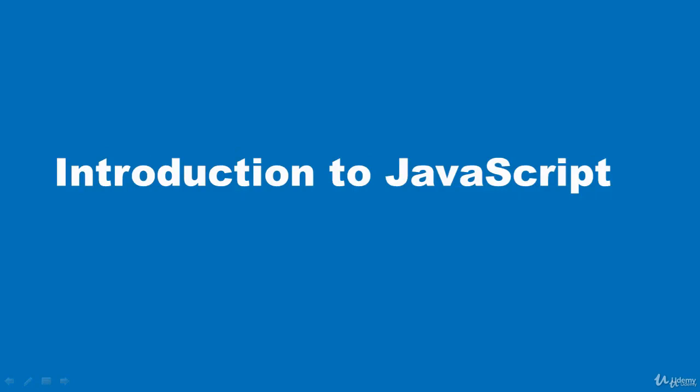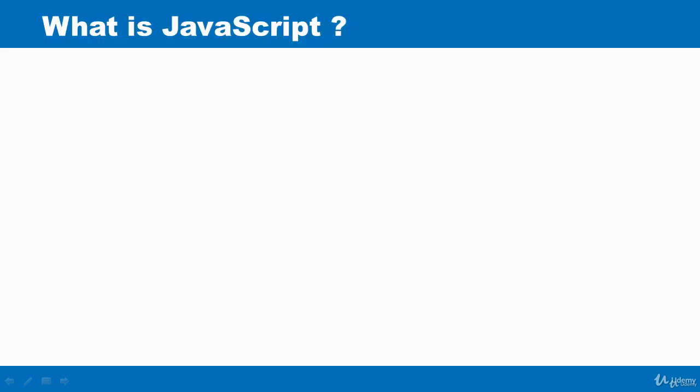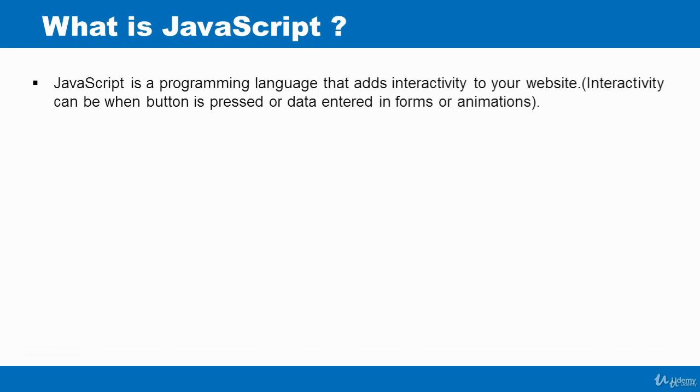JavaScript is one of the three languages that a web developer must learn. What is JavaScript? JavaScript is a programming language that adds interactivity to your website. The interactivity can be when a button is pressed or when data is entered into a form. It can even be animations.